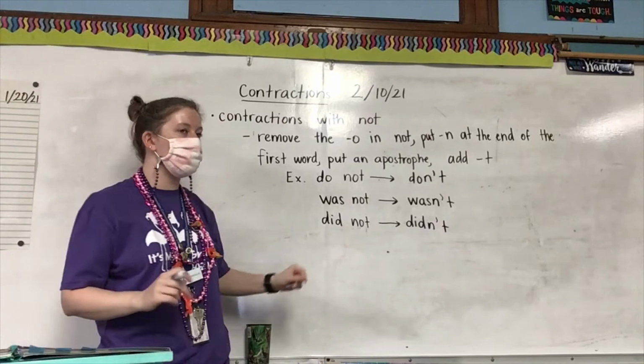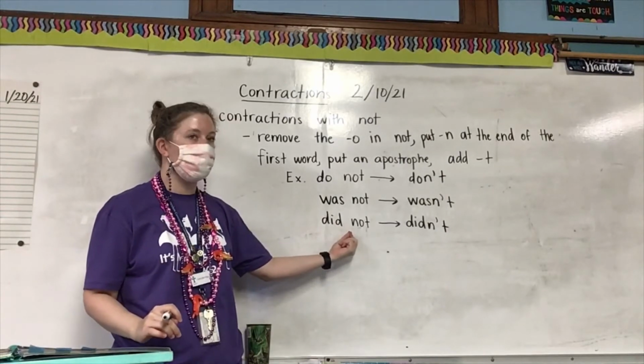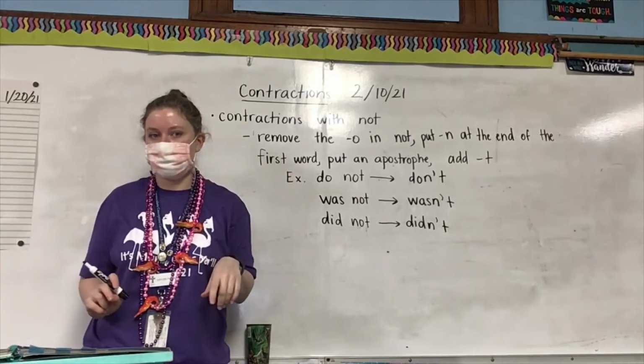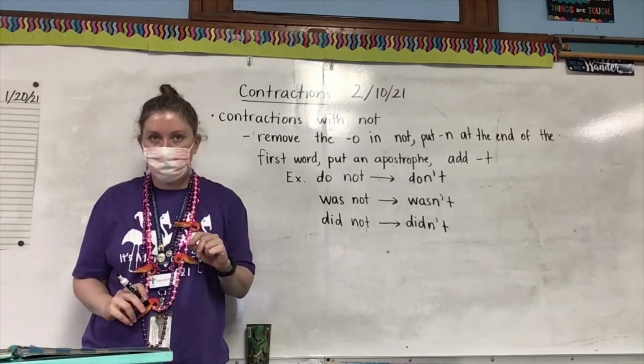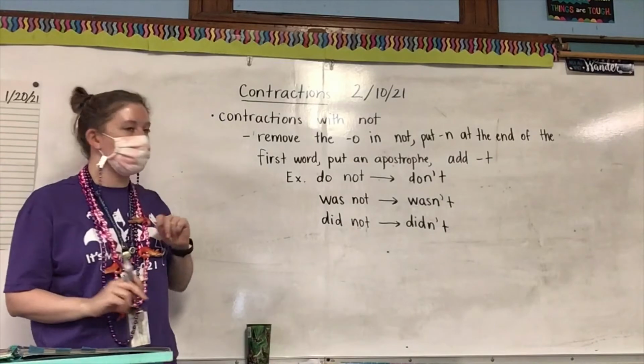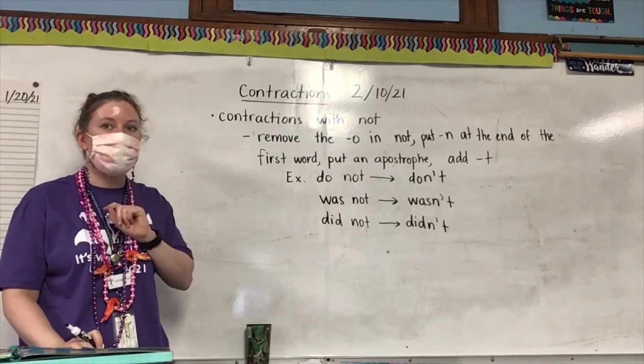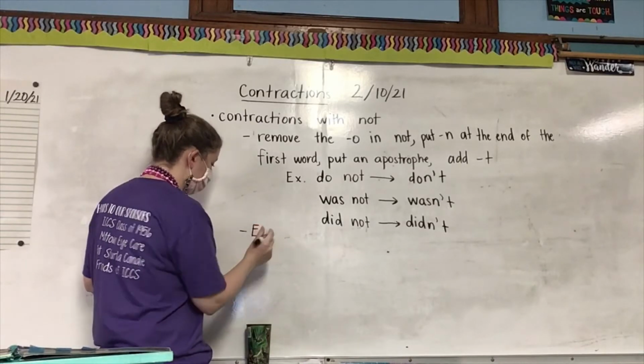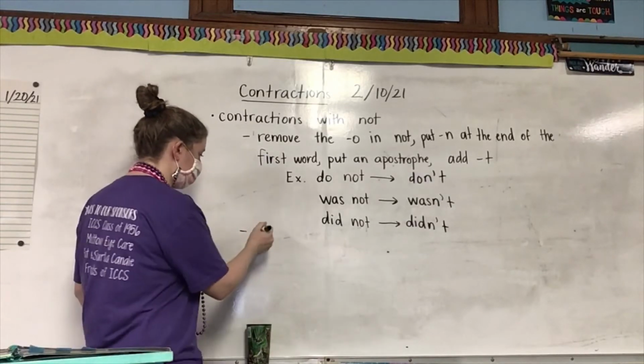So basically what we do with contractions is we squish the two words together, remove some letters, and replace them with an apostrophe. So that's how we form contractions with not. Now there's one exception. And it just means you have to remember it. You have to memorize it.